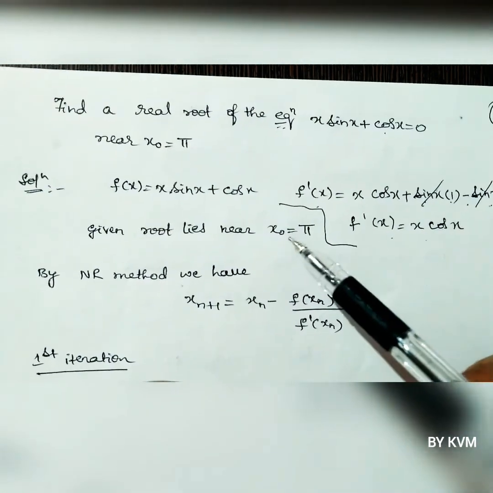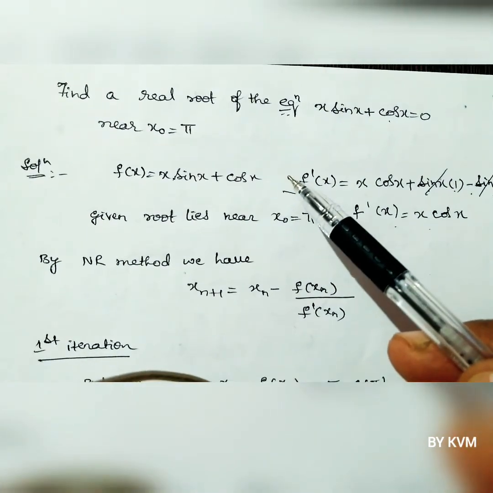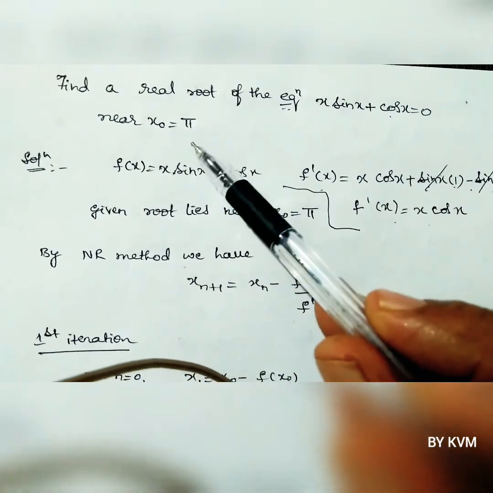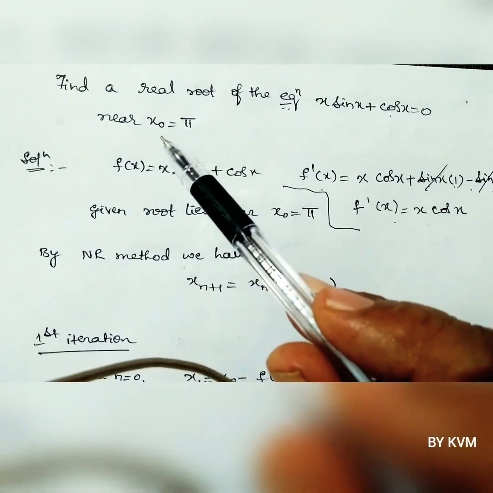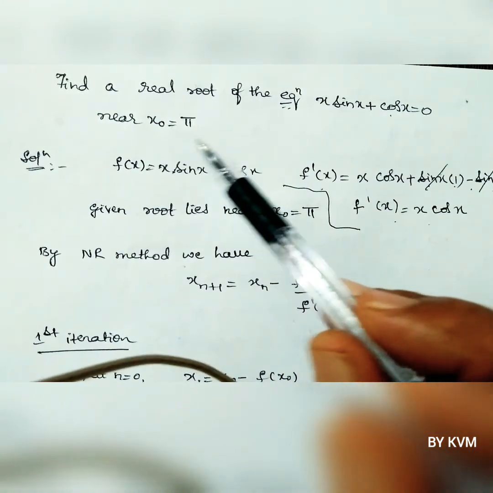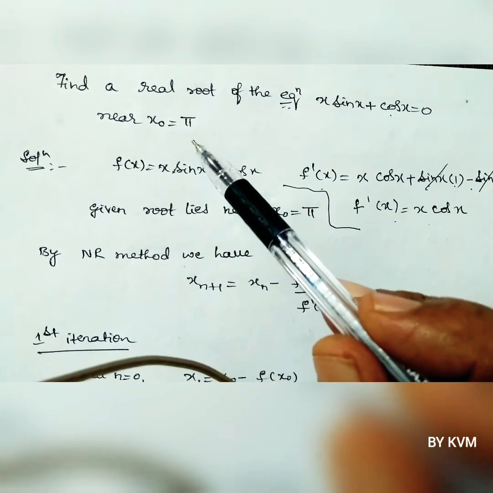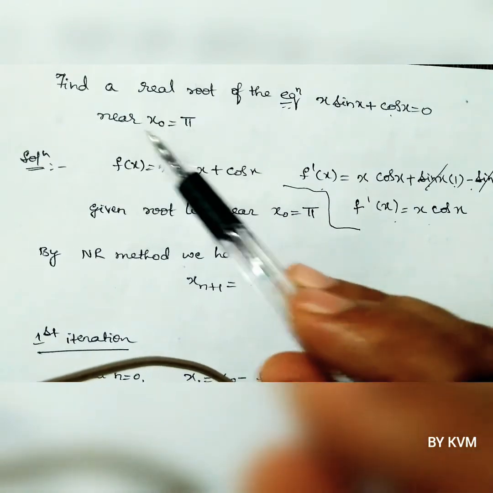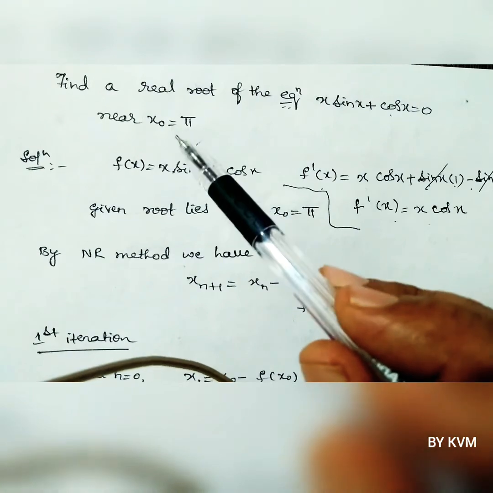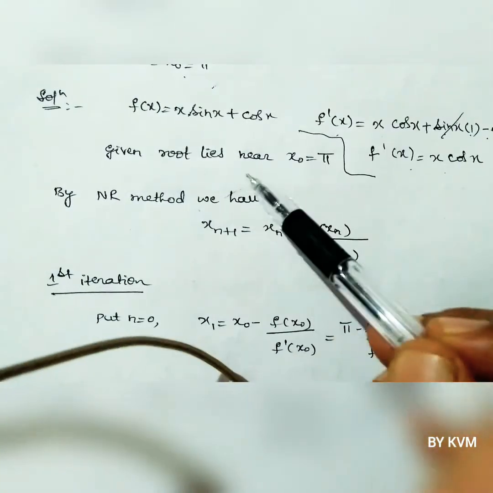So here in this problem there is no need to give values for x like x equals 1, x equals 2, x equals 3, etc. as we did in the previous problem, because in the data it is already given that the root lies near x naught equals pi. So no need to use the inspection method here. So take x naught equals pi.